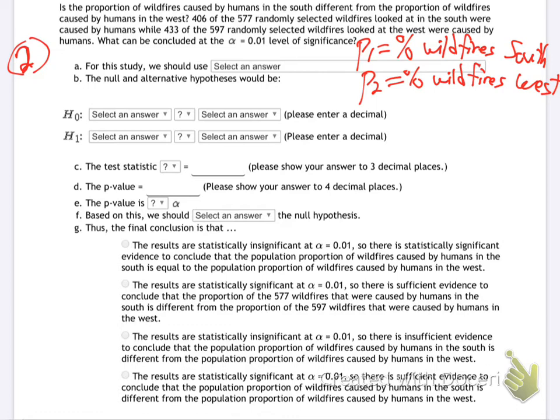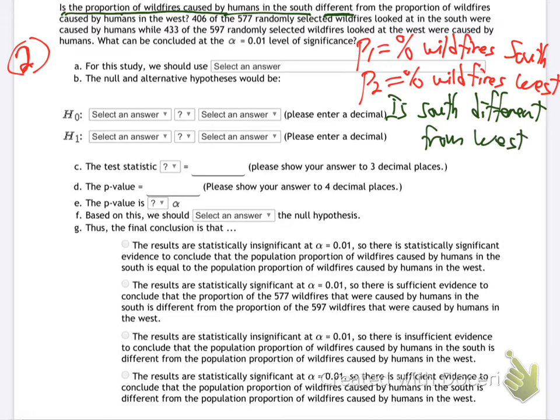So what are they actually asking? Is the proportion caused by humans in the south different from the west? So in the south, is there a different percentage of forest fires caused by humans than in the west?